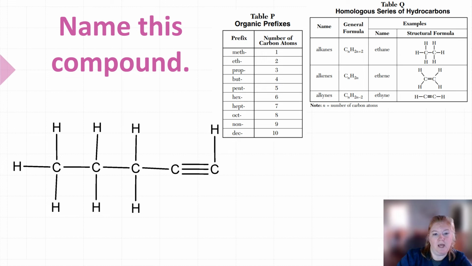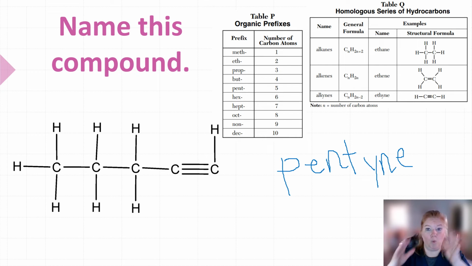All right, look at this one. How many carbons? 1, 2, 3, 4, 5. So that is going to be pent, right? What kind of bond do you see? A triple bond. So that's pentyne. But I'm not done. Where is that triple bond?